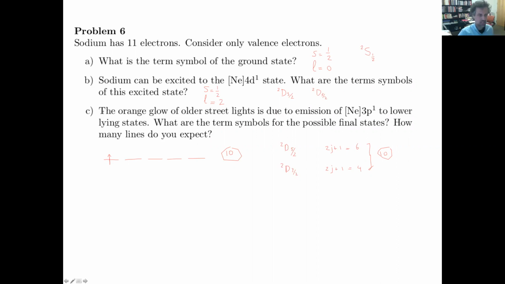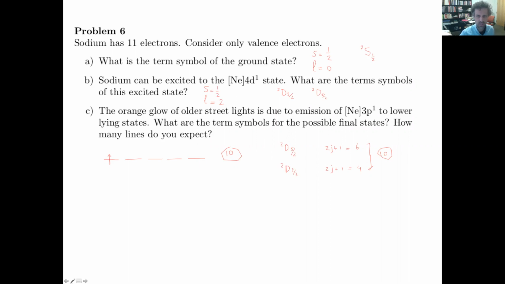Okay, question C. The orange glow of older streetlights is due to the emission of an electron that occupies 3p1 in sodium, and it falls back to a lower lying state. What are the term symbols for this possible final state? That's one question. And then, how many lines do you expect? Okay, so what's going on here?